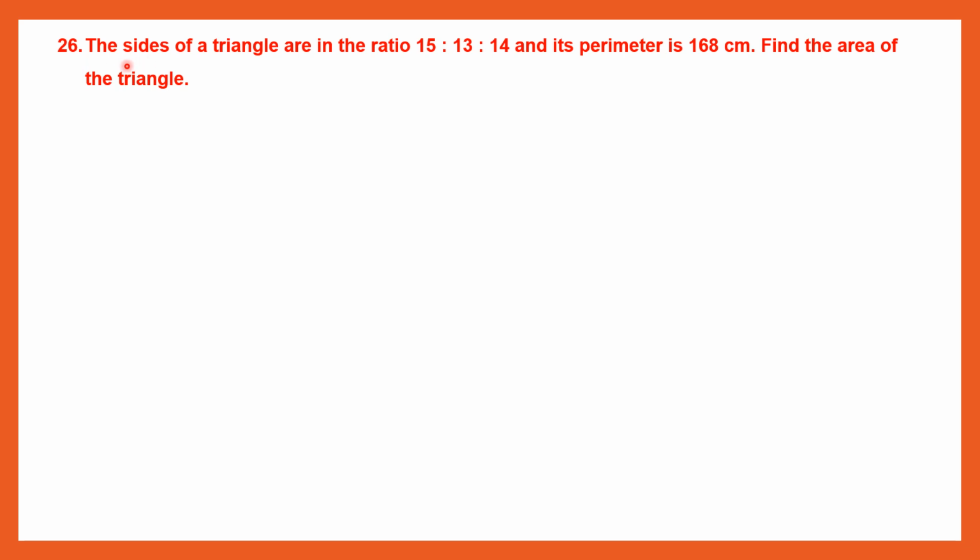Question 26. The sides of a triangle are in the ratio 15 is to 13 is to 14 and its perimeter is 168 centimeters.